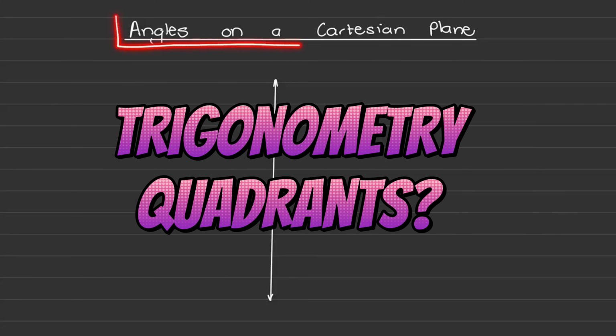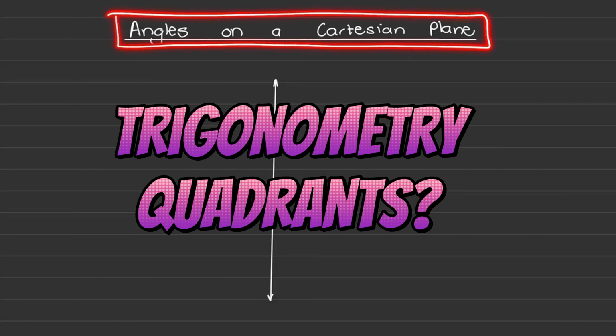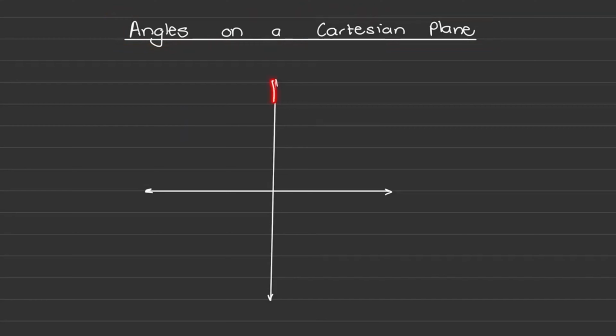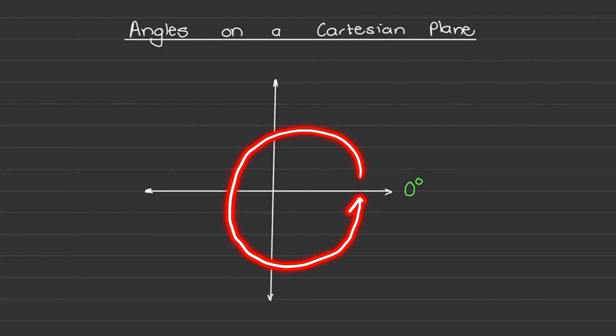In this video, we'll discuss the angles on a Cartesian plane. So here we have a y-axis and an x-axis. And in trigonometry, we measure the size of an angle starting on the horizontal axis. We also measure the angle size in an anti-clockwise direction.